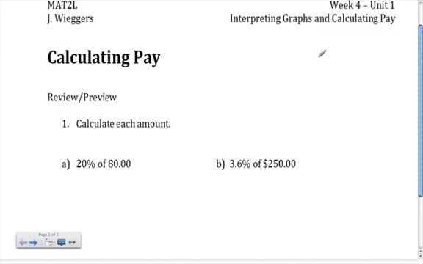These are some quick and easy answers for week 4, unit 1, calculating pay. This is mostly review and preview, so getting you ready for the learning that's about to take place. Question 1 wants you to calculate each amount.